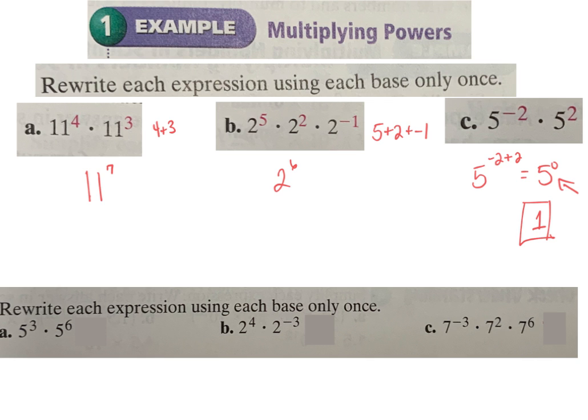All right, let's go over these. For the first one, 5 cubed times 5 to the 6th, you should have gotten 5 to the 9th. 2 to the 4th times 2 to the negative 3rd, 2 to the 1st power. And then 7 to the negative 3rd times 7 squared times 7 to the 6th, you should have gotten 7 to the 5th.